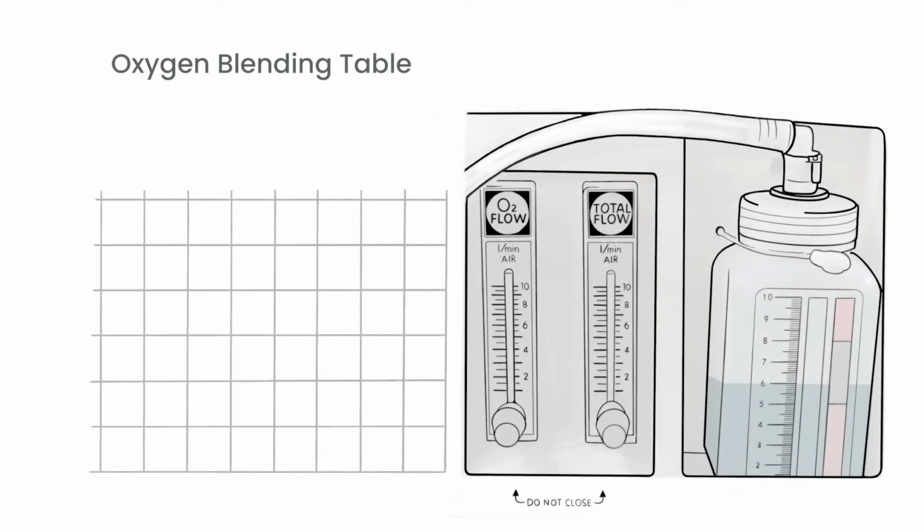The total flow rate is written in the left-hand column. So these numbers relate to the total flow meter on the CPAP. This is normally set at 6 liters per minute for babies. The percentage of oxygen in the mixture, or FiO2, is written across the top. This will usually change when you step up or step down treatment.